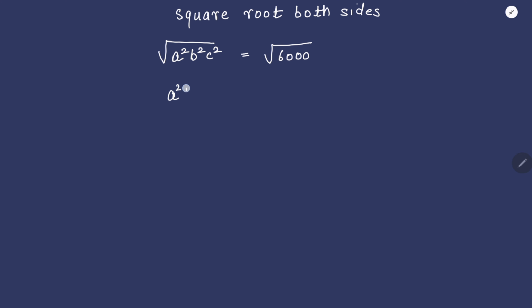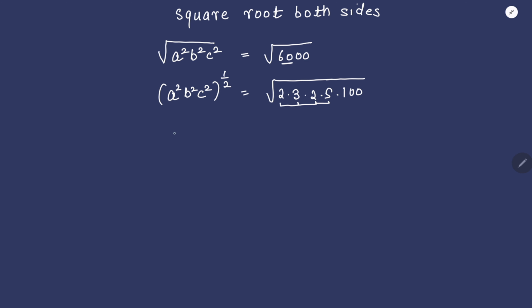After this, this is A square, B square, C square raised to power 1 by 2. And this is 2 times 3 times 2 times 5 times, you can say 100. Right? What did I do here? I brought 60 into this. 2 times 3 is 6. 6 times 2 is 12. 12 times 5 is 60.